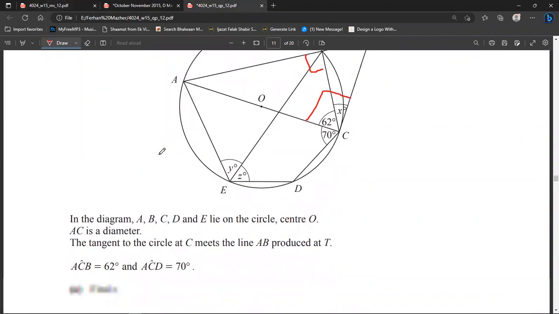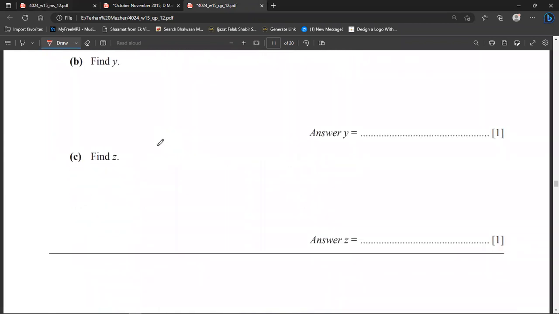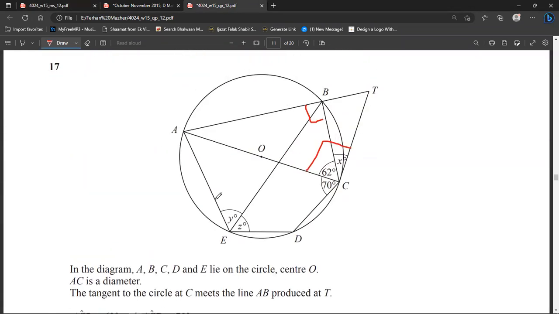So here we go. Then their question is find z. They want you to find out this angle, and this is 62.